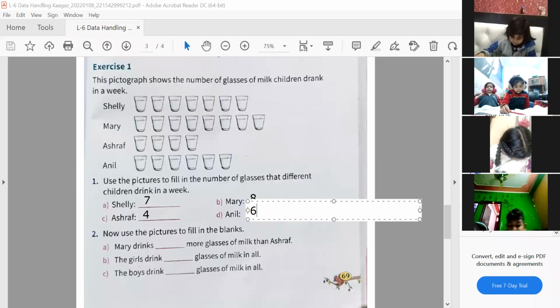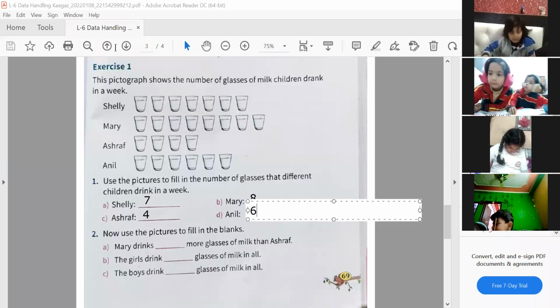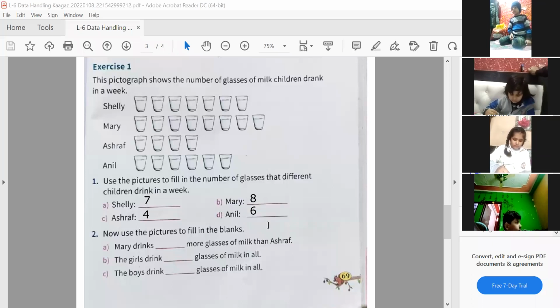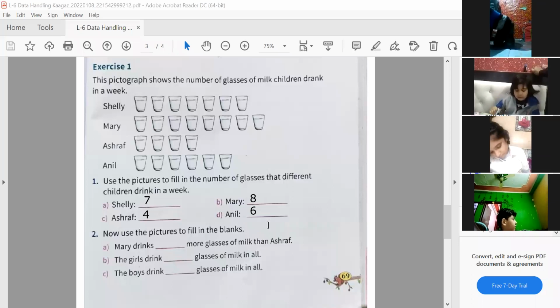Tejas, please unmute yourself and read out the first one. Good morning, ma'am. Good morning. Please read out the first one. Mary drinks dash more glasses of milk than Ashraf. So what you have to do is count how many glasses of milk Mary had and how many Ashraf had, compare them, and tell me how many more glasses she had.